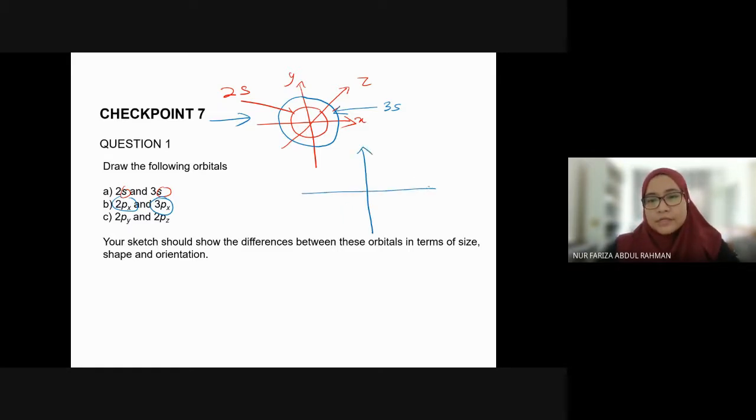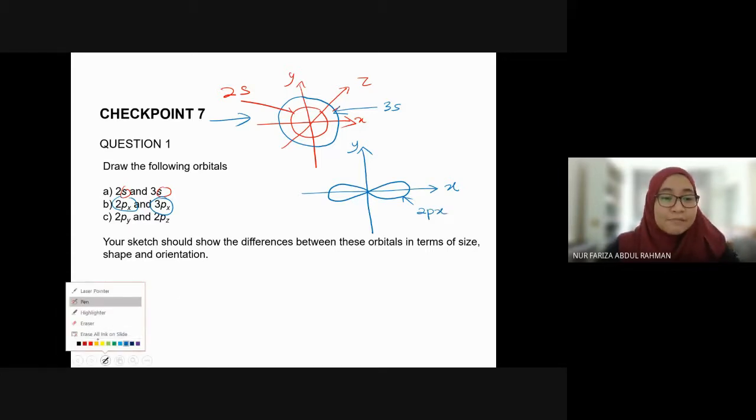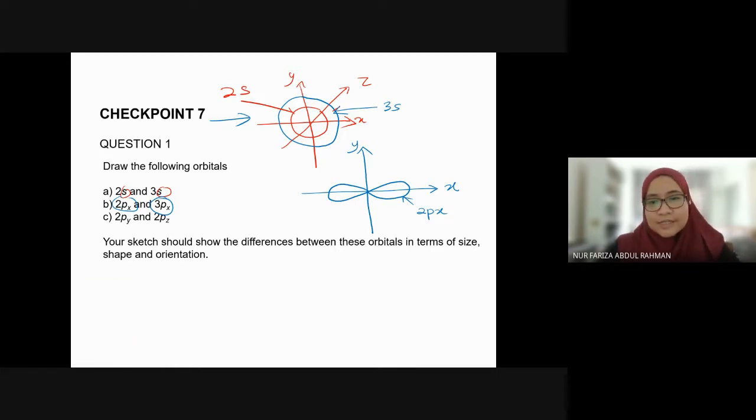So this is x, this is y. Let's draw for 2px first. So this is 2px. That means it should be drawn along the x-axis. Label, this is 2px. And how do you differentiate this from 3px? That means you have to make it larger for the 3px. So, yep, this one.